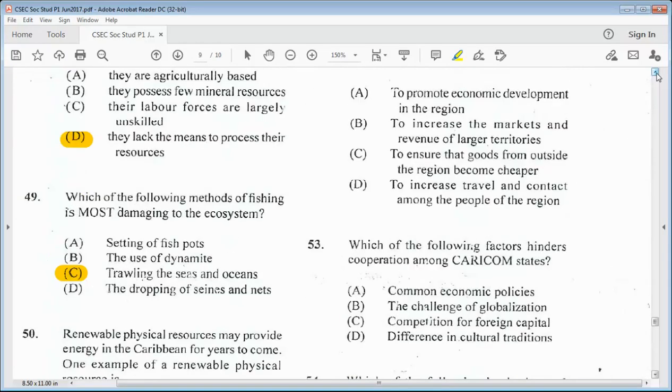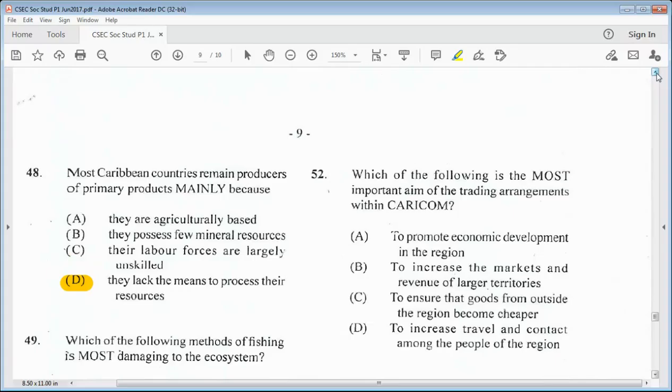Let's move on to 52. Which of the following is the most important aim of the trading arrangements within CARICOM? A, to promote economic development in the region; B, to increase the markets and revenue of larger territories; C, to ensure that goods from outside the region become cheaper; or D, to increase travel.